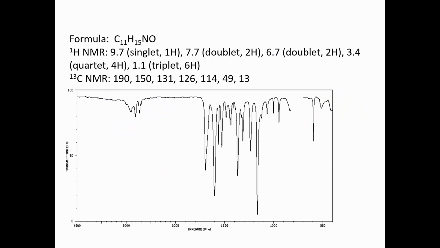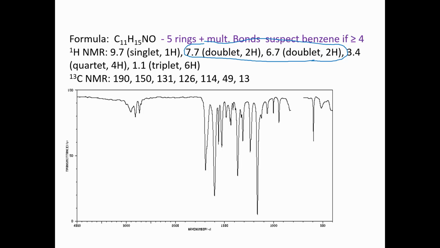Okay, here's the last one. This one we have a formula, so we don't need to estimate what the formula is. It's 5 rings plus multiple bonds in this molecule, so we're going to suspect that there's a benzene ring. Okay. A lot of evidence that there's a benzene ring here, particularly these peaks right here.